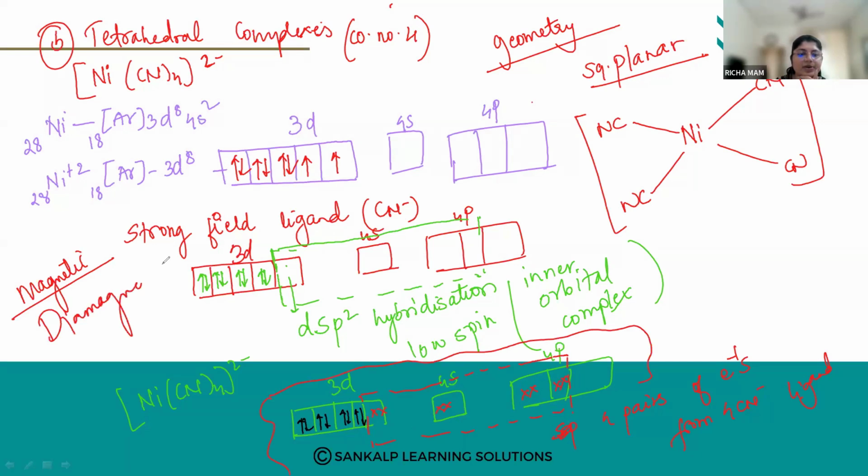So it is diamagnetic because all the electrons are paired. And what is the hybridization? It is dsp2 hybridization, and we are making use of the inner orbital complex. Is it clear, students? Anyone out of the four will be compulsorily asked. So all these things, whatever I have discussed, should be mentioned.